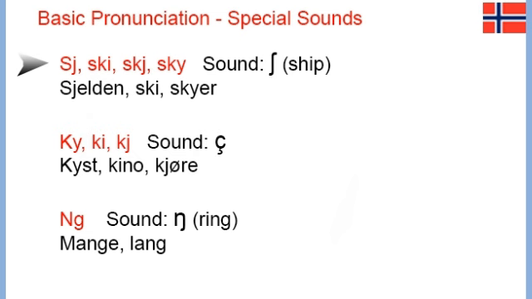It's in this letter combination here. It's sh as in English ship. In Norwegian, the combinations sj, sk and skj have this sound and this pronunciation. Sjelden. Skje. Skyer. Sjelden, skje, skyer. Same sound as in ship.